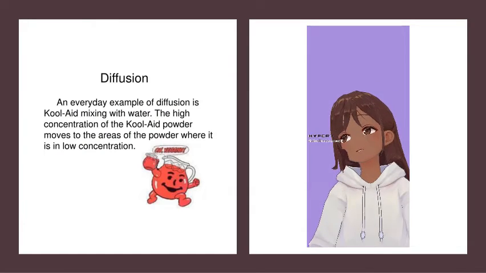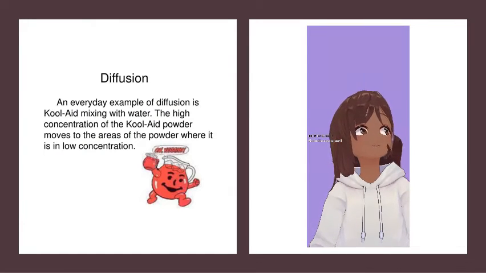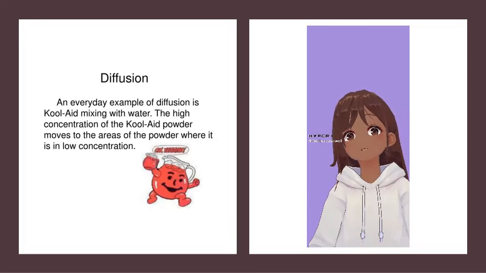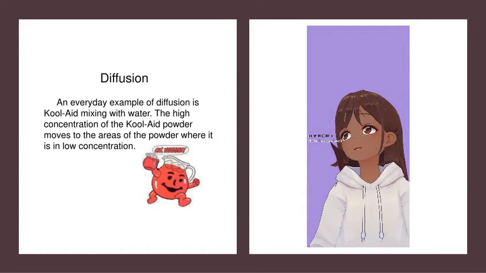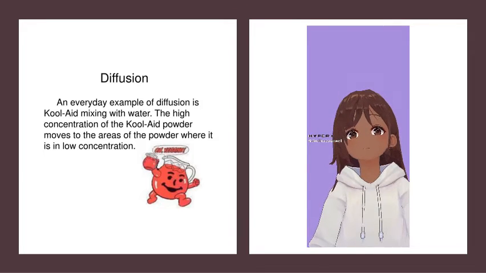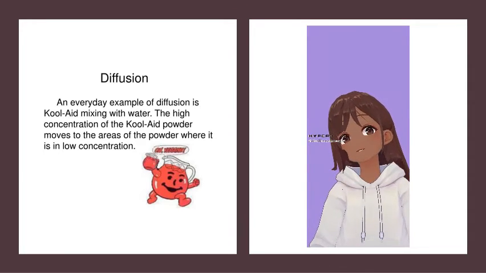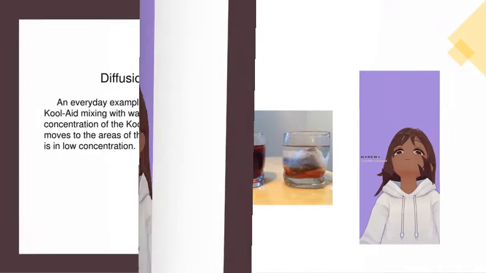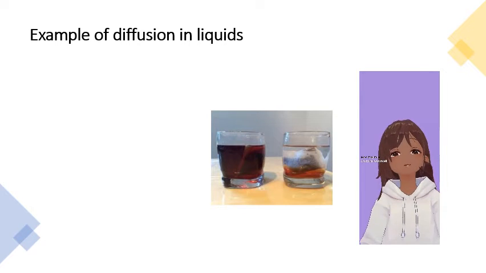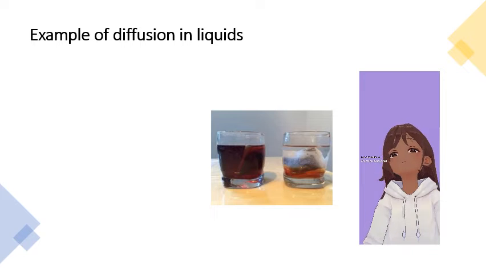So now let's look at some examples of diffusion in our everyday life. The first one is Kool-Aid. When we add Kool-Aid to water, the Kool-Aid particles spread until the particles are evenly distributed. Another example we have here is tea bags. When we put tea bags in water, the tea bag diffuses in the water.